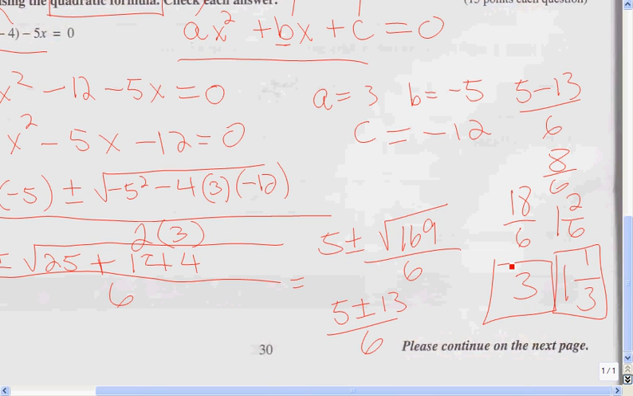So my two answers are 3 and negative 1 and 1 over 3. One more thing, it's a negative 8 over 6, so it's a negative 1 and 1 over 3.